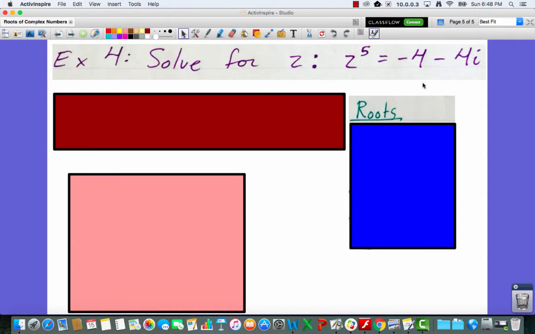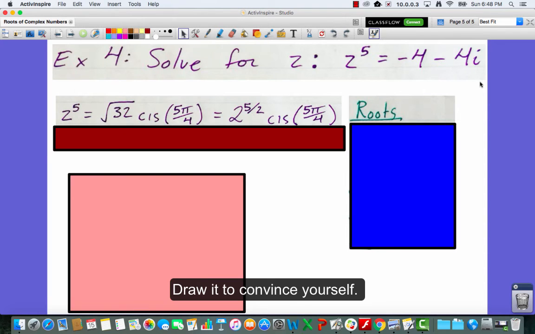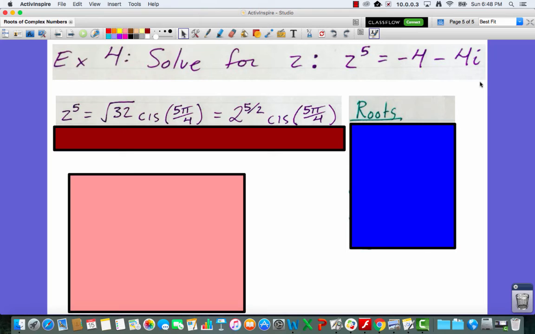The modulus I find by just doing Pythagorean theorem with these two parts. Negative 4 squared plus negative 4 squared is 32. The square root of that is the square root of 32. And if we picture this on an Argand diagram, or complex plane, we're going left 4 and down 4. That's going to create an isosceles triangle, an isosceles right triangle, in the third quadrant. And so we have an angle of 5 pi over 4.